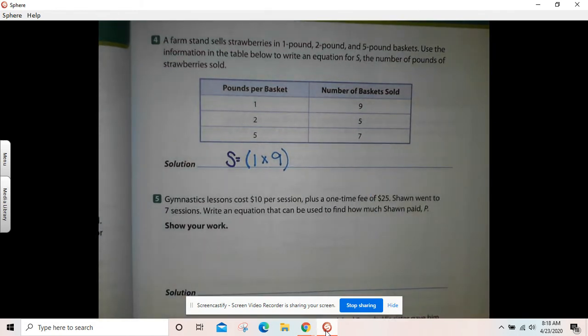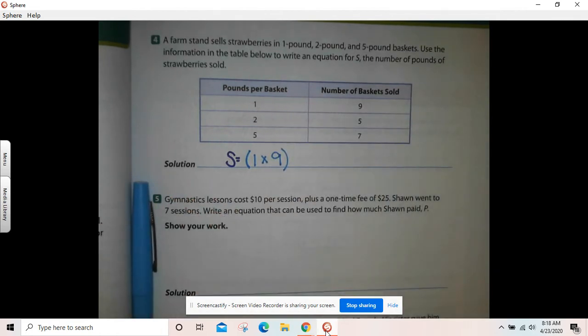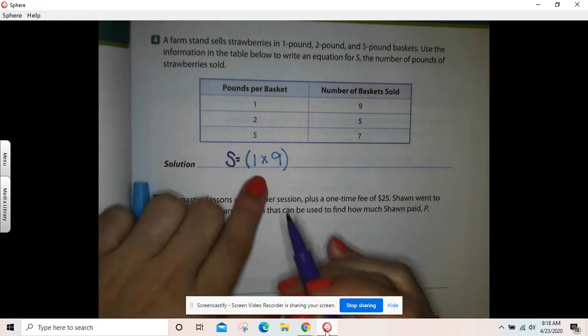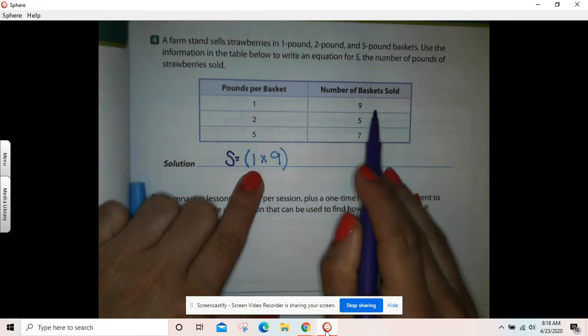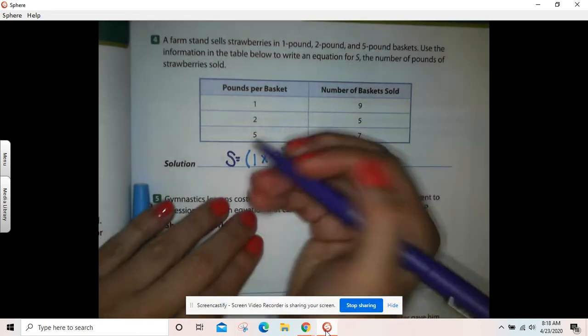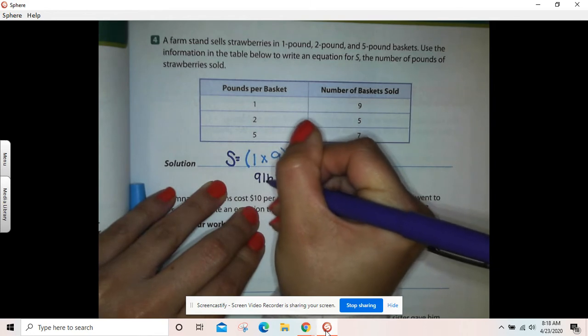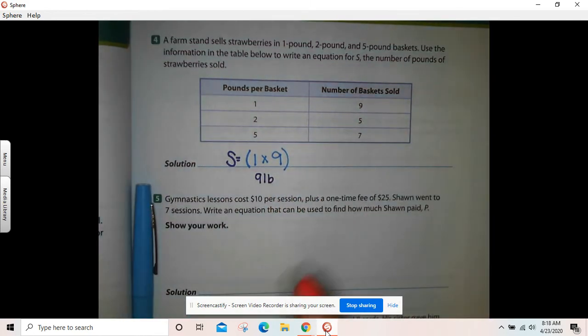Then I am going to add, because I need to know how much of all of these baskets they sold. So I know that they sold 1 pound baskets. They sold 9 of those. 1 times 9 is 9. So I know that they sold 9 pounds. And if you guys remember, LB means pounds. This is just for me right here. I'm kind of thinking through.